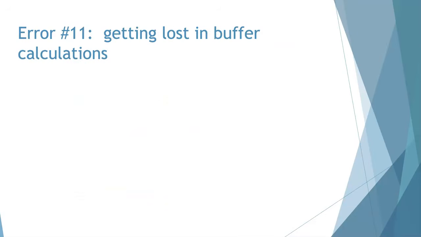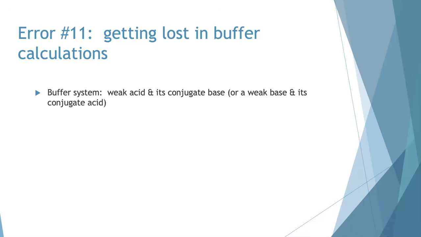Buffer calculations. Students always get lost in buffer calculations, and I think students tend to overcomplicate it. So let's start by just reviewing really quickly what a buffer is. All right, a buffer system is formed when you take a weak acid and combine it with an ionic compound that contains its conjugate base. You have a conjugate acid-base pair for a weak acid. Or you can have a weak base and a salt containing its conjugate acid. Either way, it's a conjugate acid-base pair for weak acids and bases.